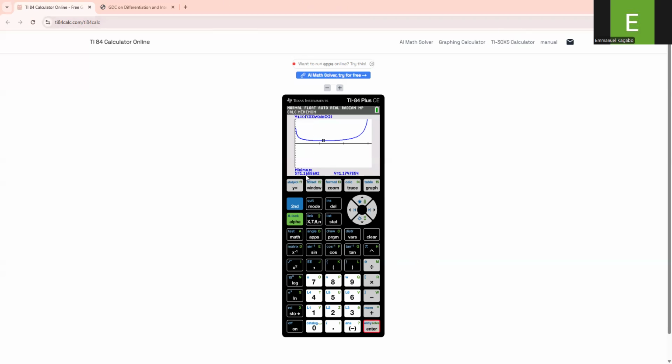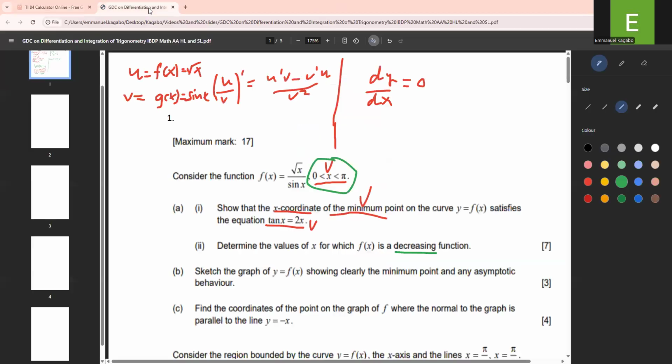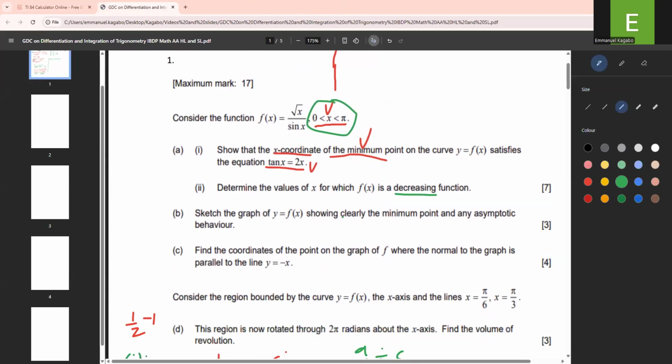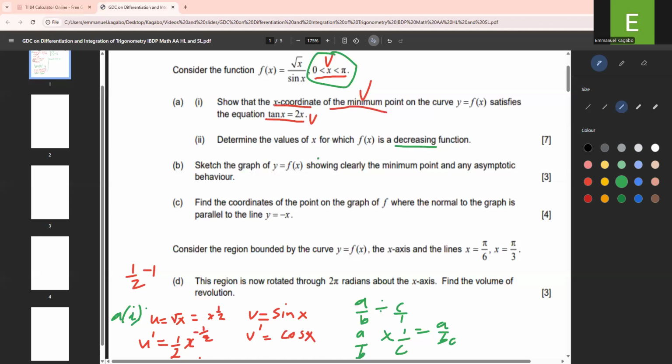is 1.165. So the x value of my function, where the graph is decreasing, is going to be decreasing from, remember the domain, guys? Do you remember? It was from 0.